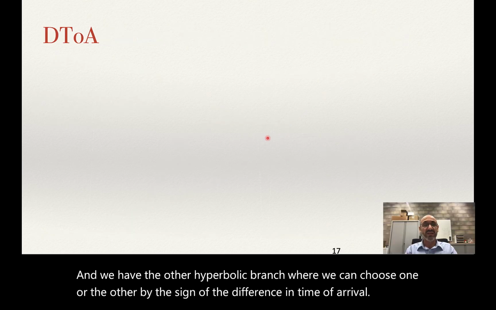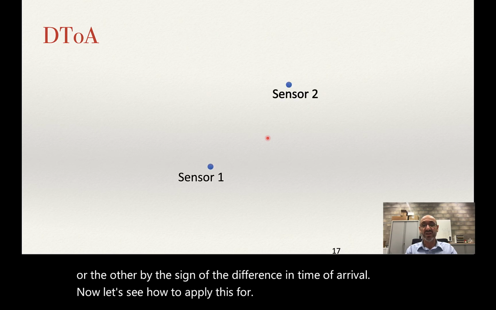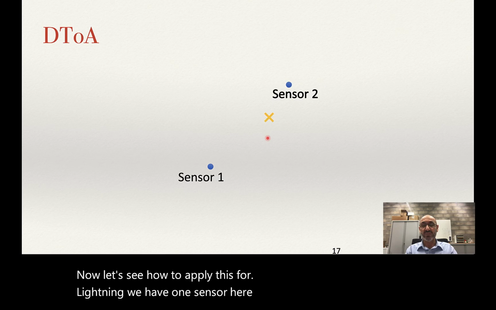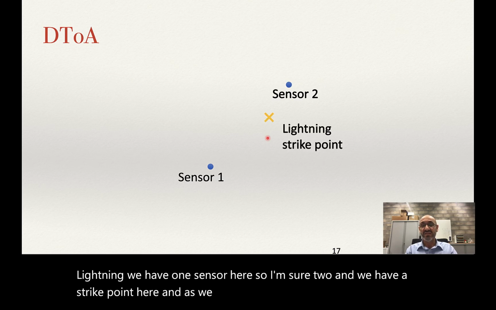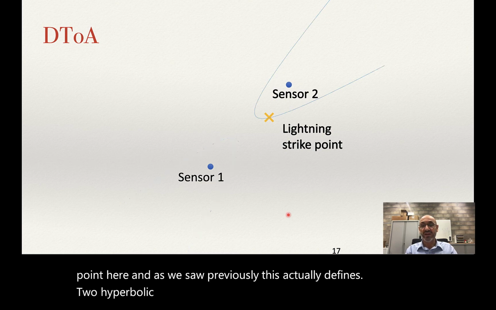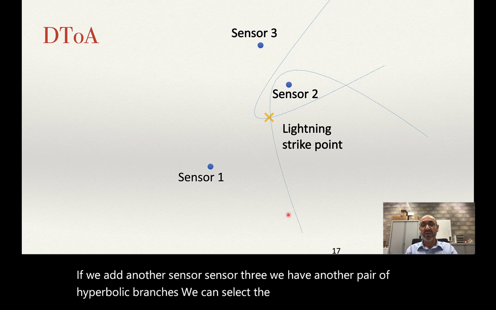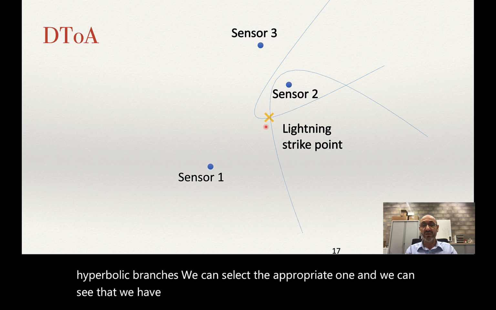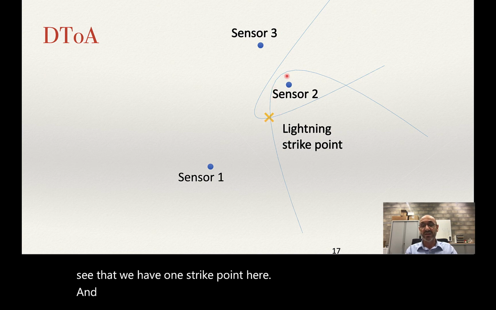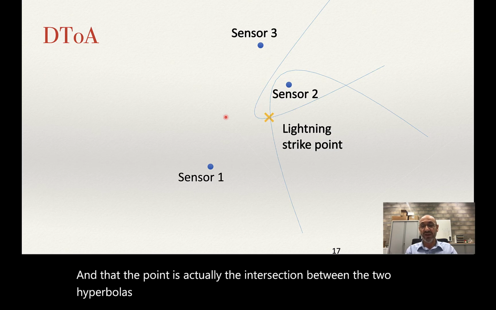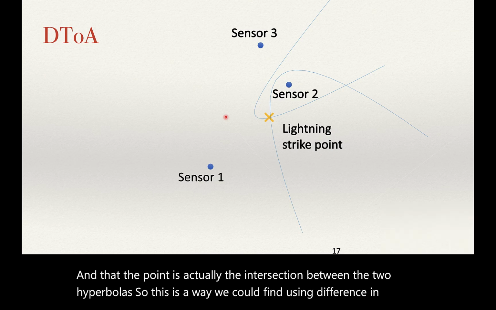Now let's see how to apply this for lightning. We have one sensor here, sensor 2, and we have a strike point here, and as we saw previously, this actually defines two hyperbolic branches, of which one can be selected. If we add another sensor, sensor 3, we have another pair of hyperbolic branches. We can select the appropriate one, and we can see that we have one strike point here, and that the point is actually the intersection between the two hyperbolas. So this is a way we could find, using difference in time of arrival, the location of the lightning.